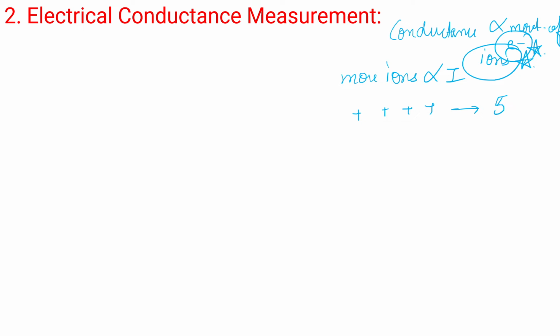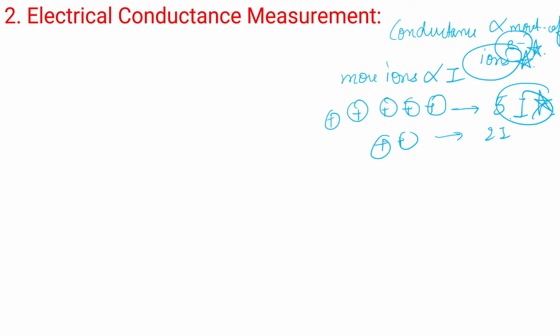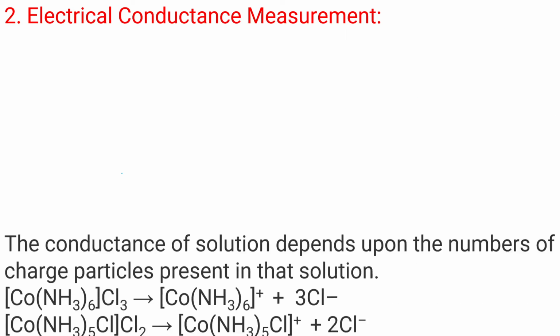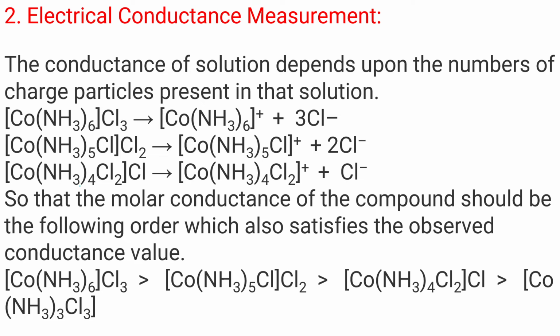Let's suppose there is 5I current. I am considering 5 ions, so current will be due to 5 ions. If I am considering 2 ions, current will be 2I. So 5I is greater. Similarly, depending upon the number of ions released, the current will be more. So what he said is that the conductance of the solution depends upon the number of charged particles present in the solution.